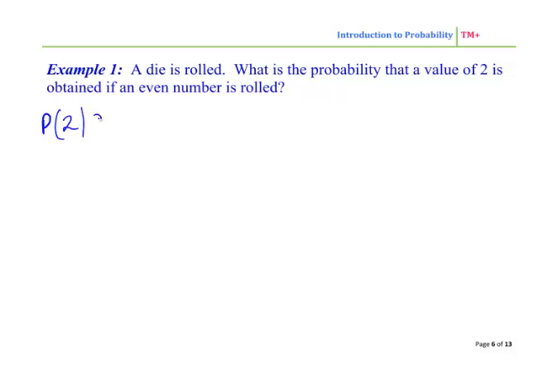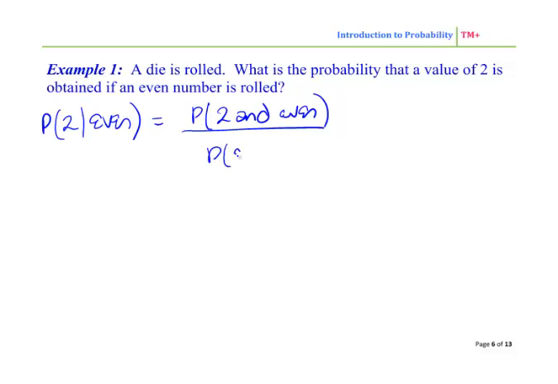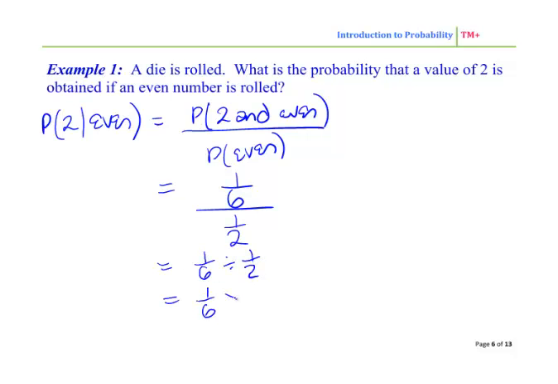So the probability of 2 given even is going to be the probability of 2 and even over the probability of even. Well, the probability it's 2 and even is 1 in 6, and the probability of an even is a half. Okay, so that means I've got 1 over 6 divided by a half, which is the same as saying 1 over 6 times 2 over 1. Cancels, 2 into that is 3, 2 into that's 1, so I have 1 over 3.